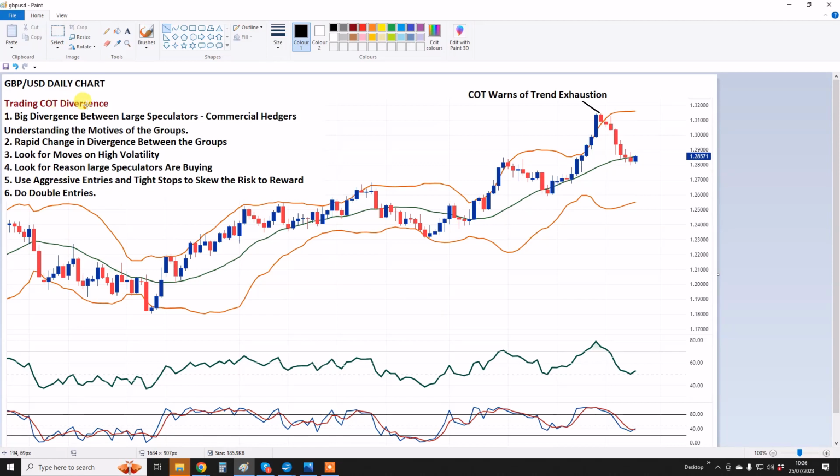All right, trading COT divergence. Let's go through these points. We're looking for obviously big divergence between large speculators and commercial hedgers. On the chart previously, you did see small speculators. They're irrelevant. That's just retail money. Okay, we're only interested in big money.